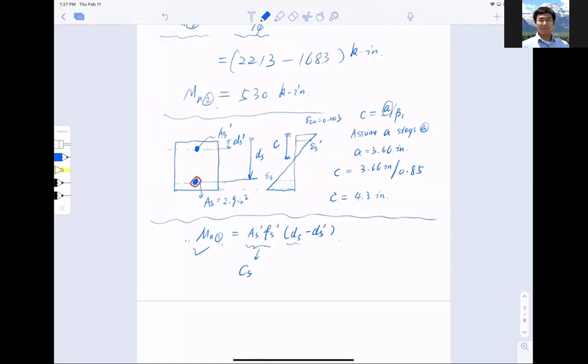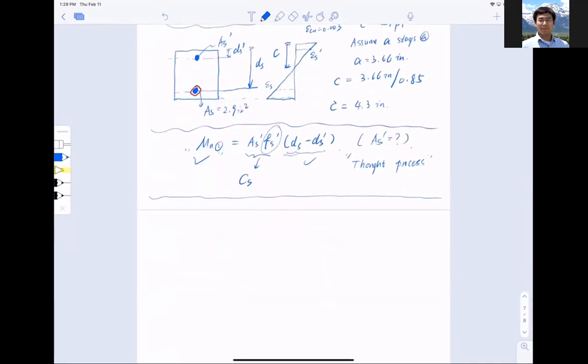All I need to find out, right, is the rest of them, which means I need to find out this, I need to find out this, then I can find out As prime. Remember, because the goal is to find out the compressive reinforcement needed to withstand the moment applied. Okay, so that's just my thought process. So you don't have to write down like this, but I wrote it down here, just to show you that this is my thought process.